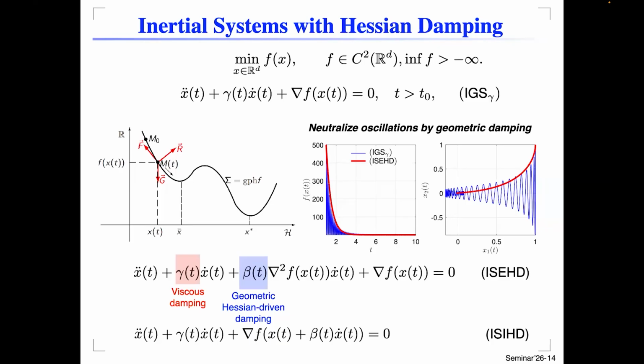Here it is explicit, hence the E, because you see the Hessian appears explicitly, and here it is implicit, the I, because it is inside. So people who are familiar, have you ever heard about Nesterov algorithms?